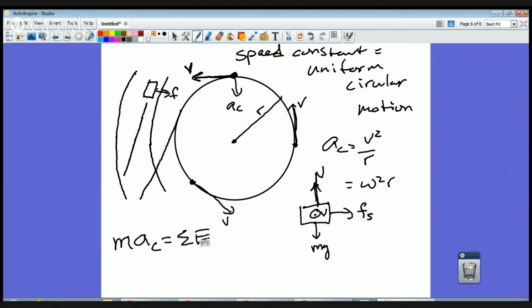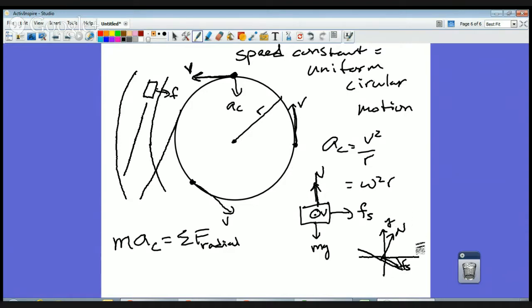these forces, they're in the radial direction. So all the things that are radial, either towards the center or away from the center, will contribute to this, right? In this case, mg and normal aren't in the radial direction at all. Only the static friction is. But like I said, if it was on a bank, then part of your normal force and part of your friction are both in this radial direction.